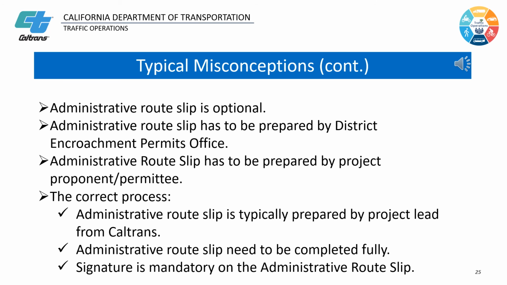Some other misconceptions include: the administrative route slip is optional; the administrative route slip has to be prepared by the District Encroachment Permits Office. The correct process is that the administrative route slip should be prepared by the Caltrans Functional Lead Unit. The administrative route slip needs to be completed fully, and signature from Caltrans Functional Unit Lead staff is mandatory.